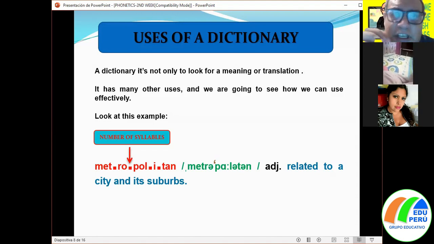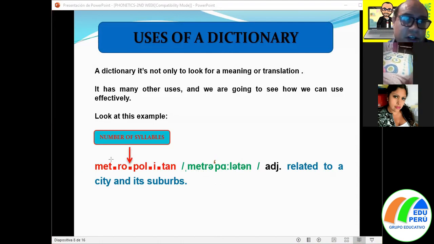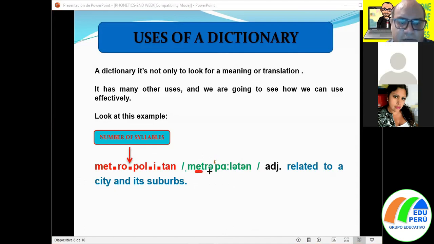So if you see in this word, I'm going to emphasize, notice the symbols, not the letters. Remember, we're not talking about the letters. We're talking about sounds, so we're going to emphasize the symbols. For example, here you have one vowel, E. Then you have another vowel, O. Then another one that is A. Then another one that is O again.